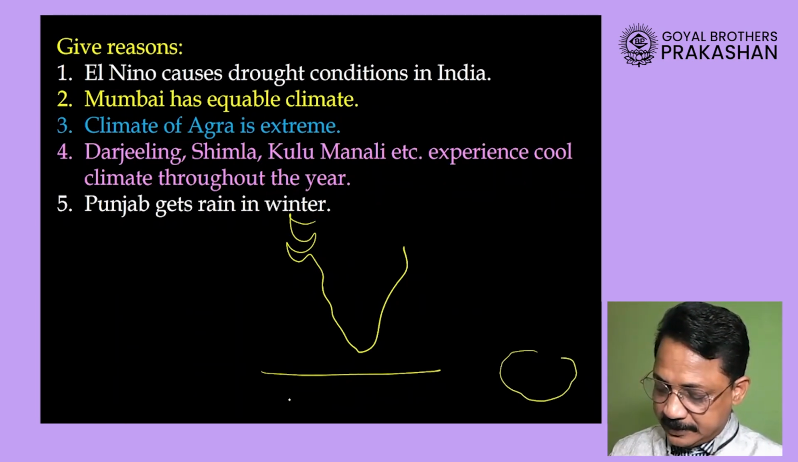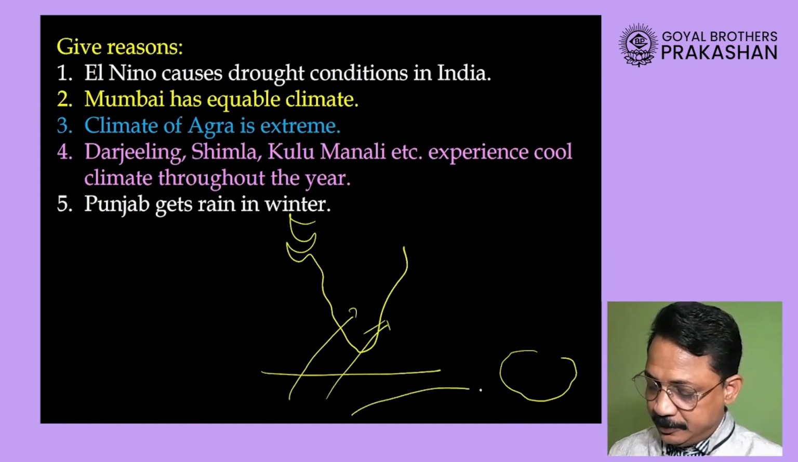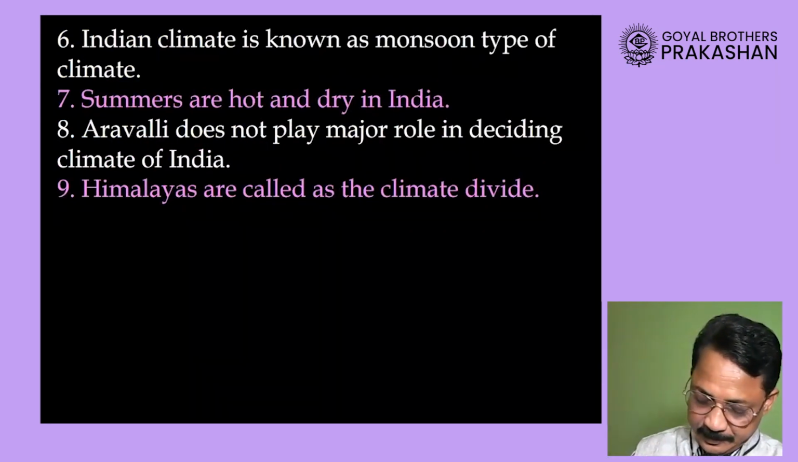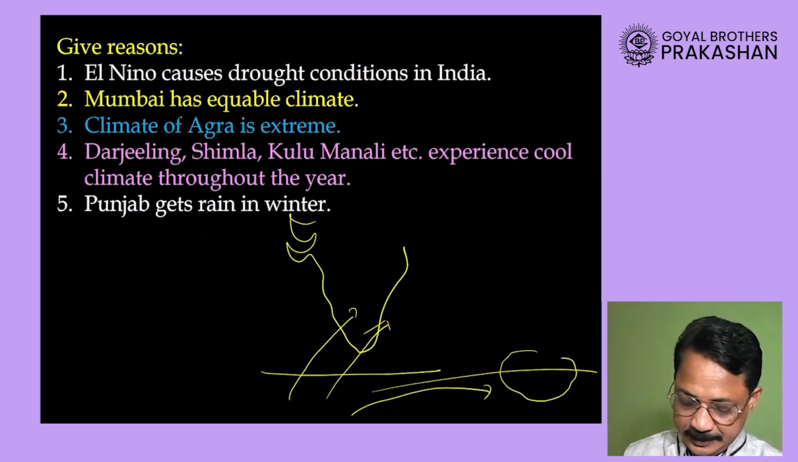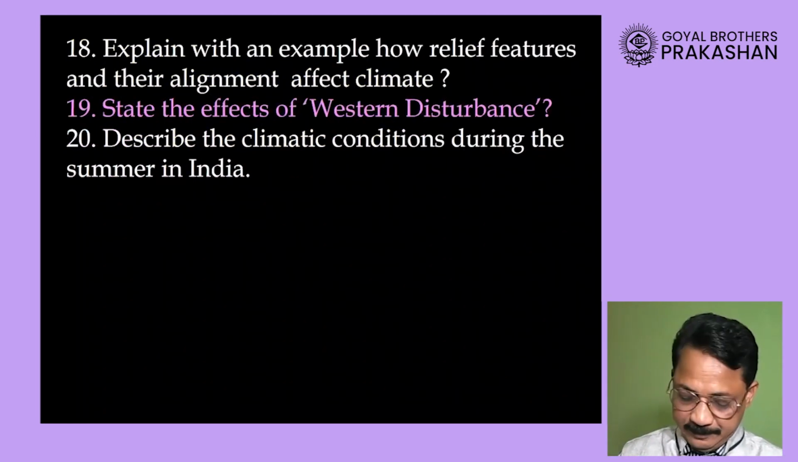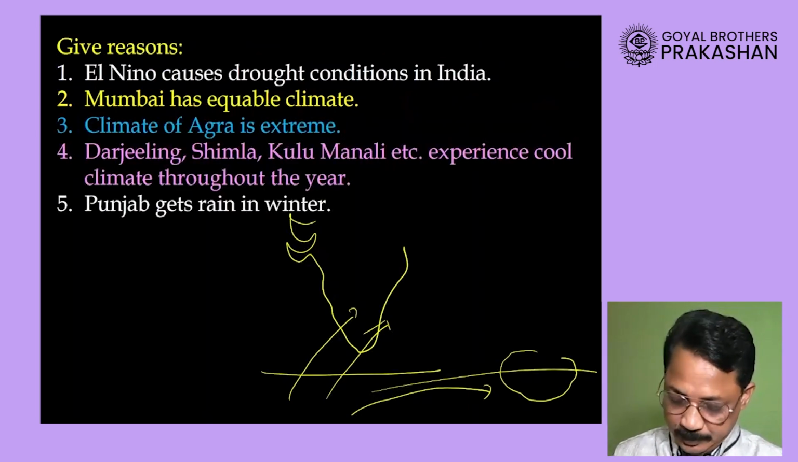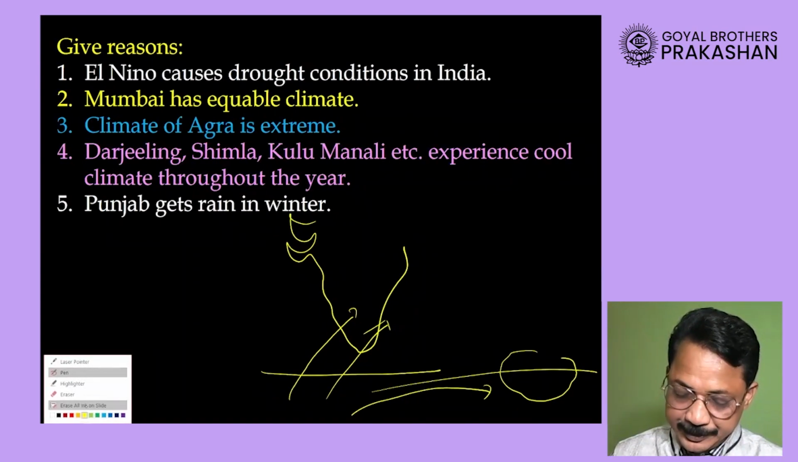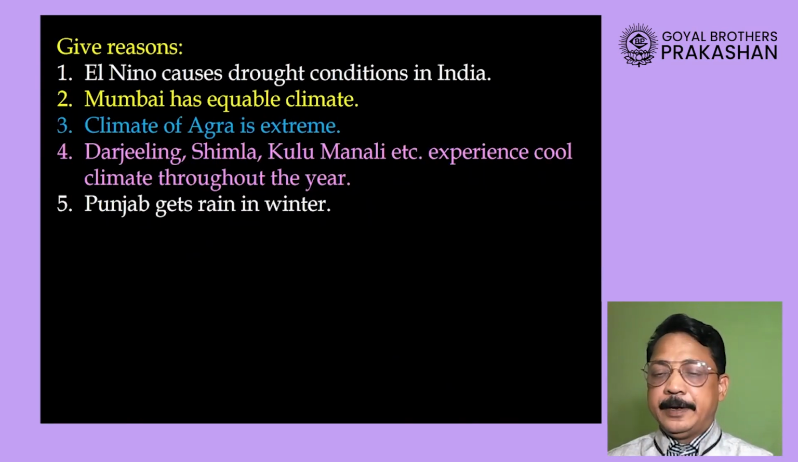So the winds which are blowing towards India, instead of blowing in towards India, some winds are deflected towards the eastern side. Okay, and that ultimately causes less rainfall in India. Now the next question is, Mumbai has equable climate.